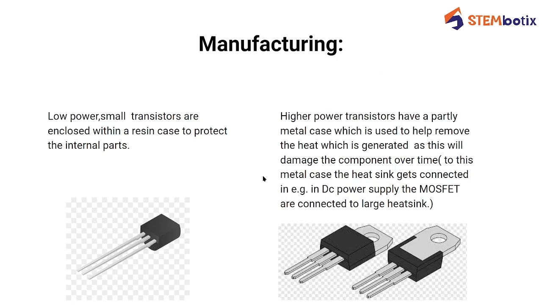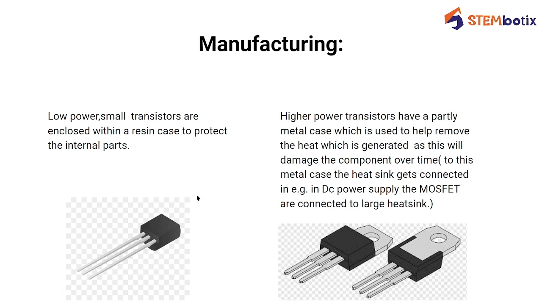Now let's see the manufacturing of transistors. Smaller, low power transistors are enclosed with a resin case to protect the internal parts. Particularly some low power or small transistors are enclosed in the resin case. This outer section is called the resin case. They are enclosed in this resin case in order to protect the internal area of the transistor.